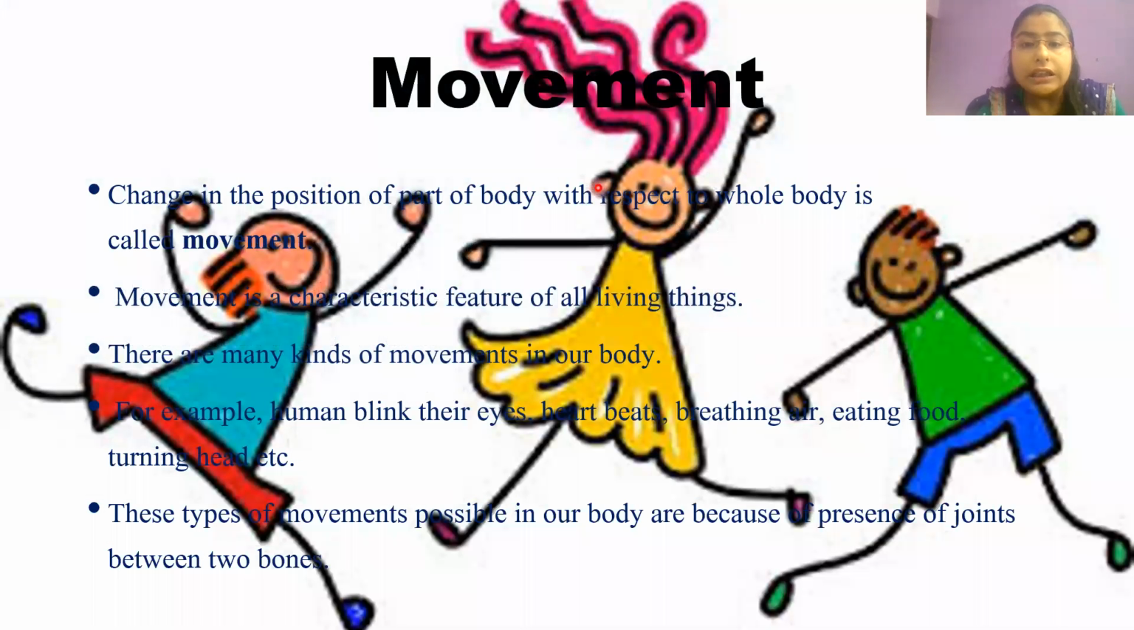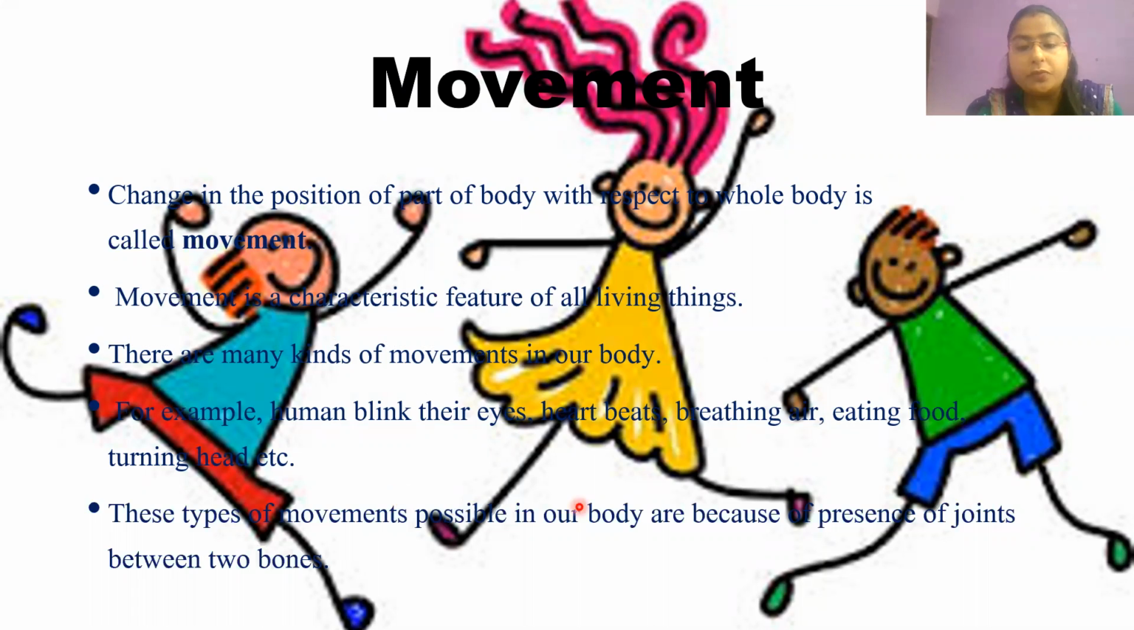Now the next is movement. Change in the position of the part of body with respect to whole body is called movement. हमारी पूरी जो movement होती है, we can move, that is a movement. Movement is a characteristic feature of all living things. Movement हमारा बहुत important. There are many kinds of movement in our body. For example, human blink their eyes, heartbeat, breathing air, eating food, turning head, all these are known as movement.